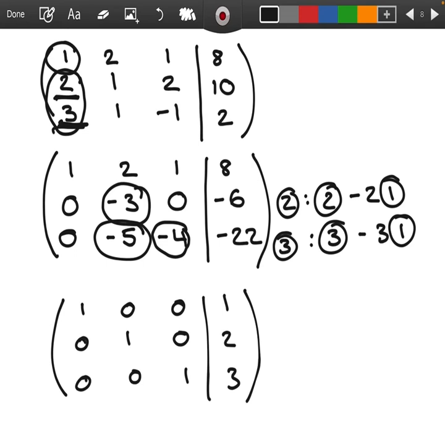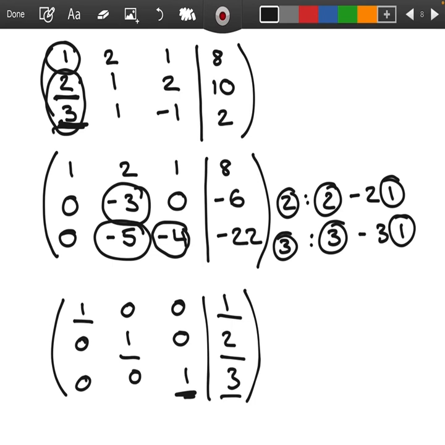this matrix here. So what we've ended up with is 1 on the diagonal and 0s everywhere else on the left, and what is on the right are my solutions. So I've got 1 times x equals 1, 1 times y equals 2, and here 1 times z, which is z, is equal to 3. So you can then just read off what the solutions are.